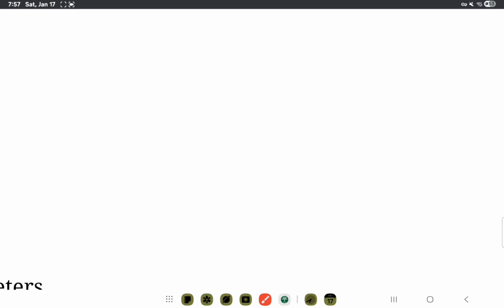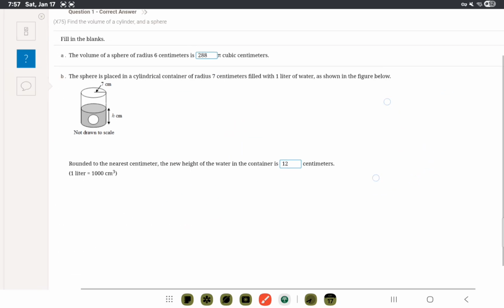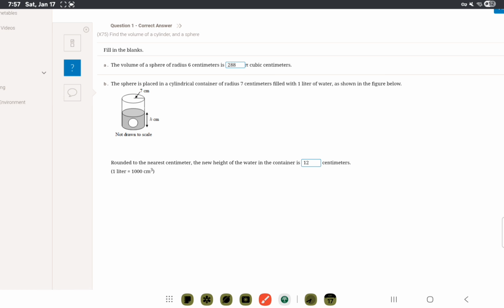We remember the scale factors. Scale, which is side over side, is equal to k. Area over area is equal to k squared. And volume over volume is equal to k cubed. Let's go. I think I covered most of the relevant formulas coming in the exam: 4 over 3 pi r cubed, 4 pi r squared, and h over 3 pi r squared, and that's everything you need.